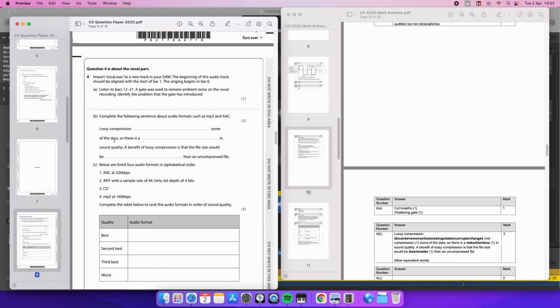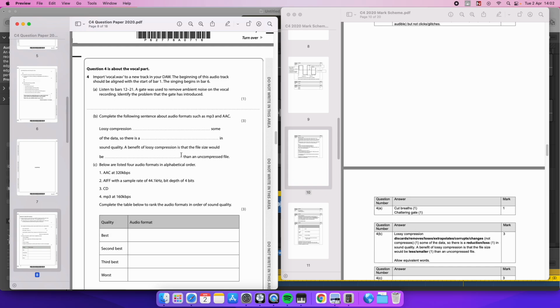Complete the following sentence about audio formats such as MP3 and AAC. Lossy compression. So lossy compression is anything that has been compressed. So if we're using MP3s or iTunes AAC files, although AAC was the response to the MP3, they're still compressed, but not as compressed as MP3. They're still higher quality than MP3. So lossy compression, I suppose, reduces some of the data. So there is a loss in sound quality. A benefit from lossy compression is that the file size would be smaller than an uncompressed file.